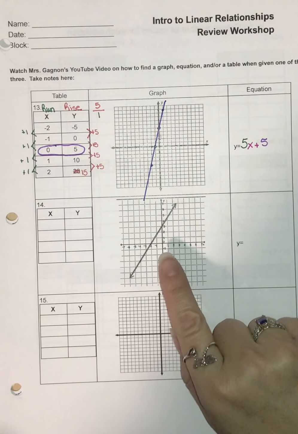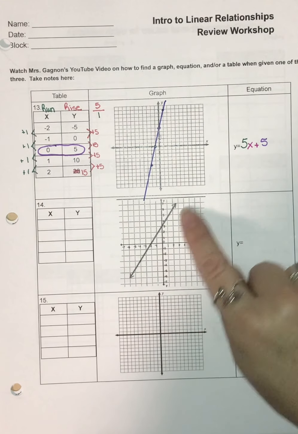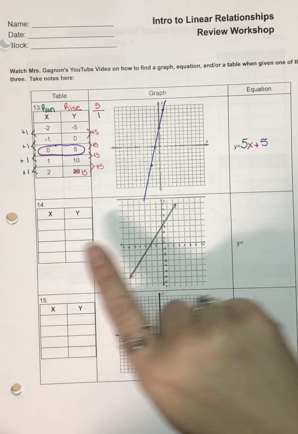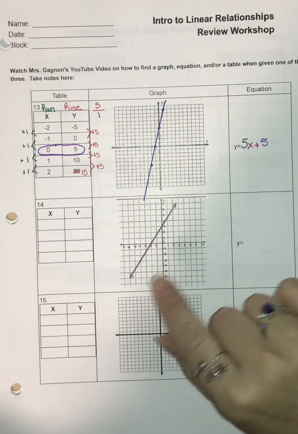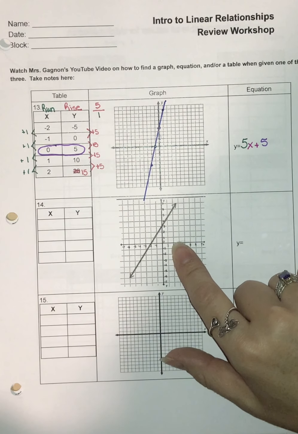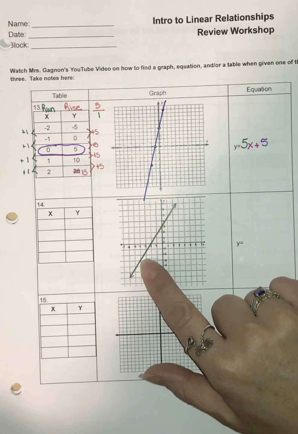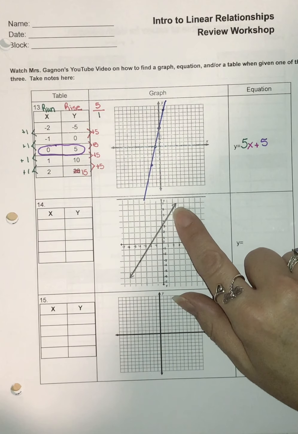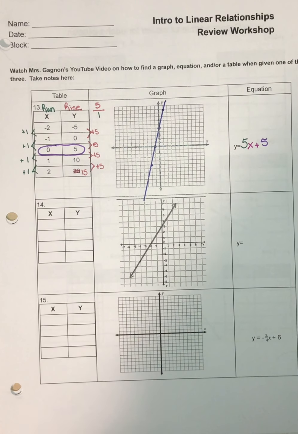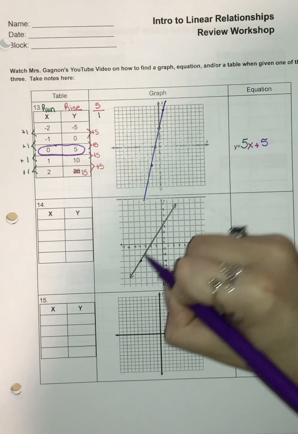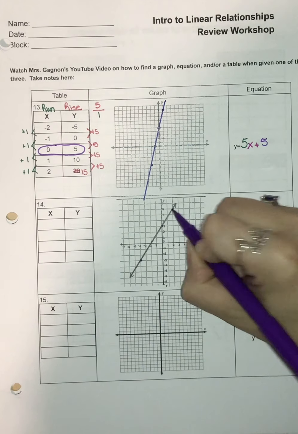Now this one, they gave us our graph. We have to fill in our x's and our y's. Now you can't ever be too sure about where things line up on a graph. It's really hard to see, I'm sure, on the video, but they have a point that's right here, and a point that's right here, and a point that's right here. Really hard to see, I know. So let me make them bigger for you. Right here, and right here.